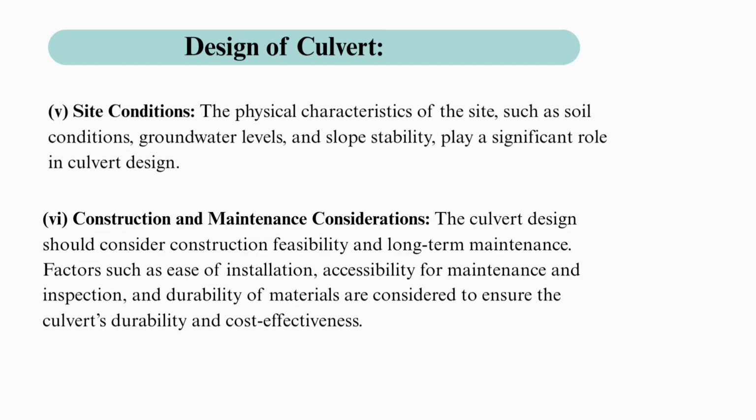And the next point we consider in the designing of a culvert is construction and maintenance considerations. The culvert design should consider construction feasibility and long-term maintenance. Factors such as ease of installation, accessibility for maintenance and inspection, and the durability of the materials are considered to ensure the culvert's durability and cost effectiveness.